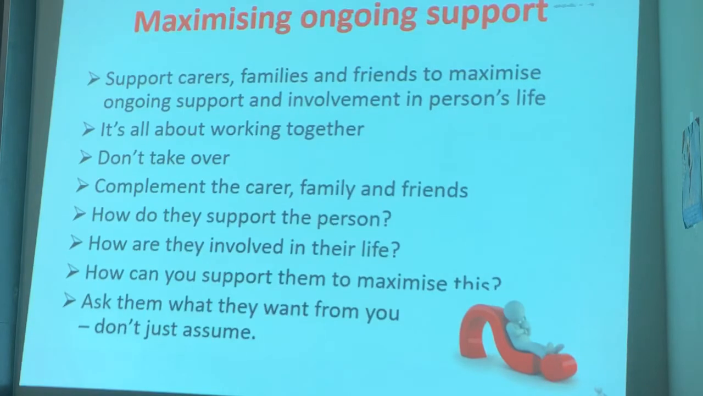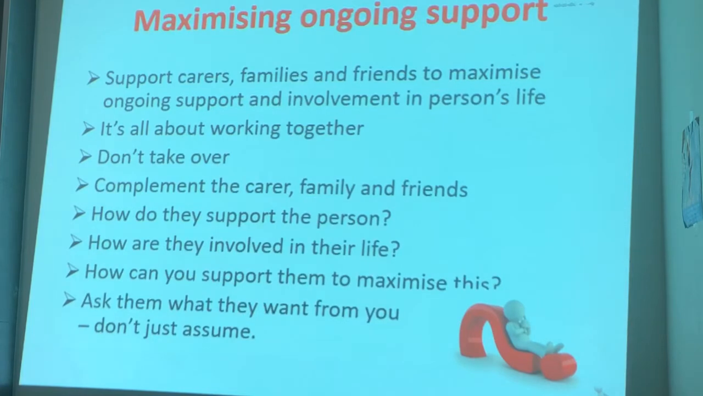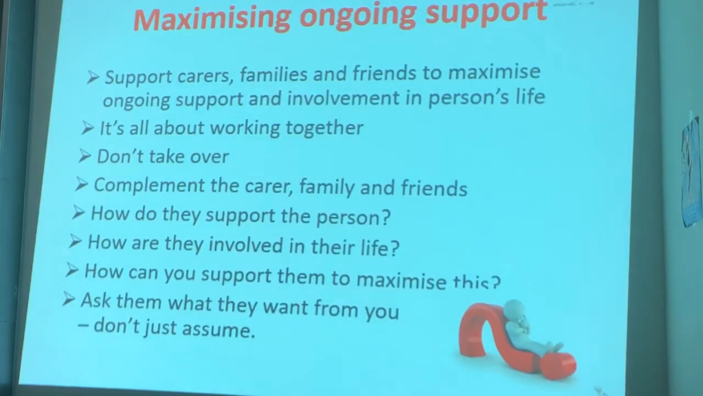It's all about working together. Don't take over. Complement the carer, family, and friends. How do they support the person? How are they involved in their life? How can you support them to maximize this? And ask them what they want from you. Don't just assume. It's all about working together. So the nurse, the carer, and the family need to work hand in hand for you to be able to meet the needs of the elderly.